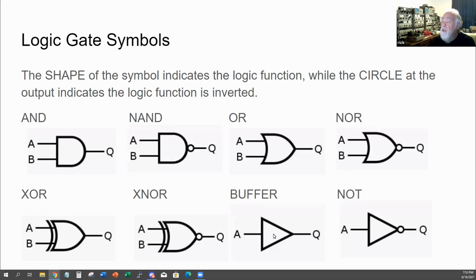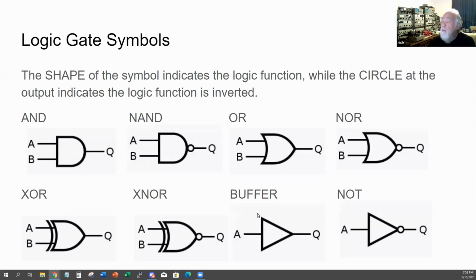A buffer is just an amplifier where whatever you put in is the output you get. If you put a 1 in, you get a 1 out. If you put a 0 in, you get a 0 out. And it can be used to allow you to drive multiple gates where the source is not strong enough to drive as many gates as you need in your logic. You'll put a buffer in to add strength to the signal to drive more gates.